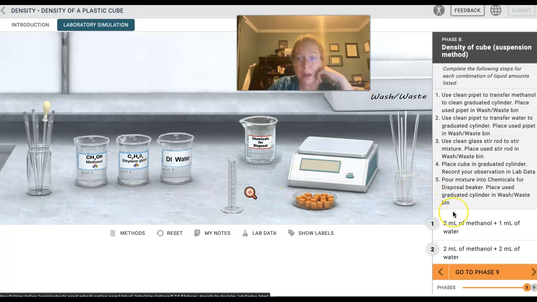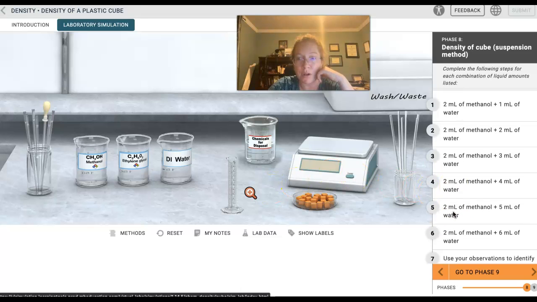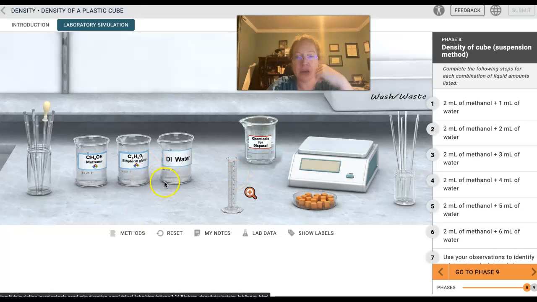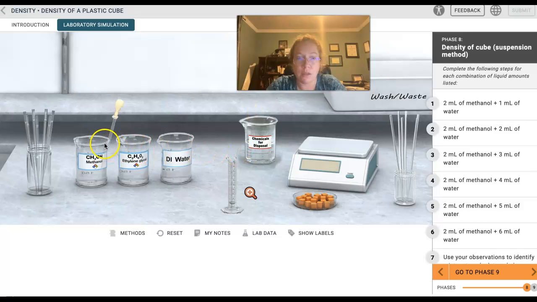So we're going to have the same volume of methanol in the graduated cylinder, and we're going to adjust the volumes of the water. So 2 milliliters of methanol, and then 1 milliliter of deionized water. Get our stir rod, stir it.